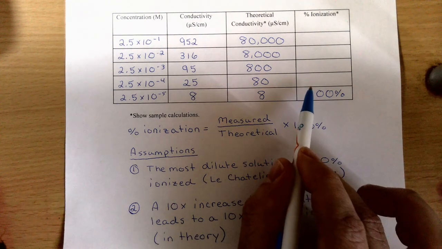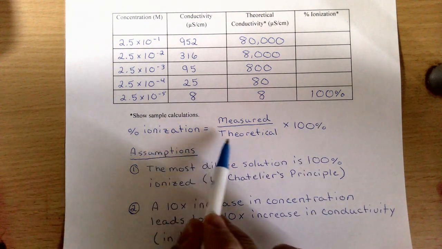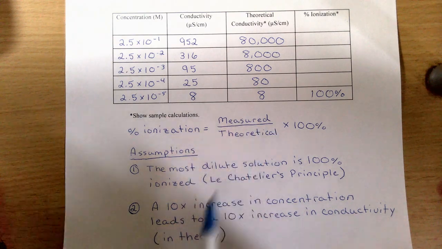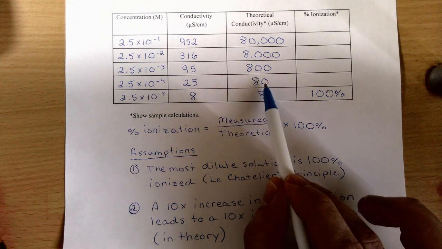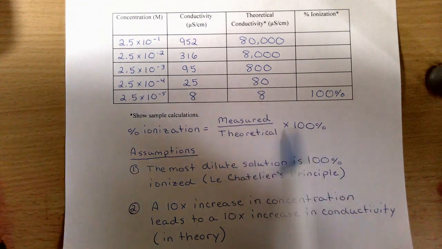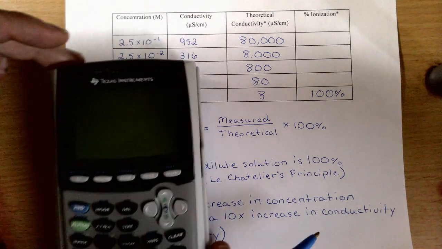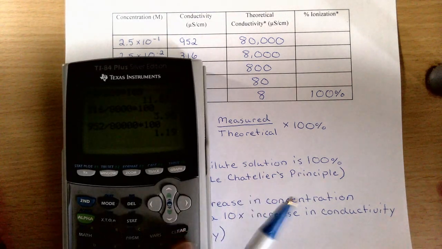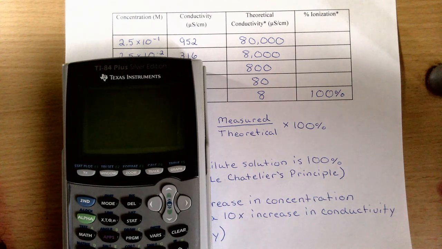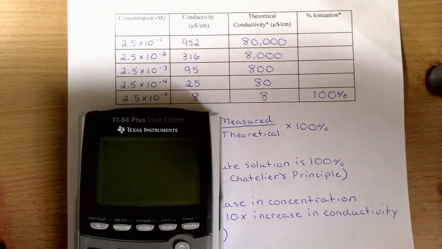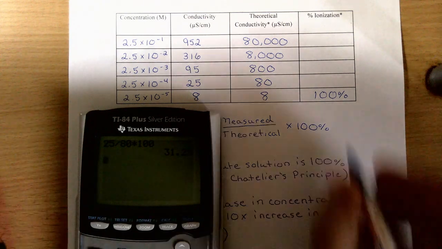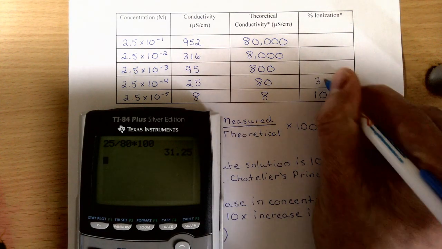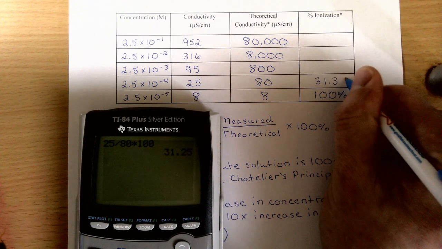Now, we have to go back to the percent ionization equation. And we can get out our calculators now and take the measured values divided by the theoretical values and multiply them by 100%. This first one here, we're going to have 25 divided by 80 times 100%. We get 31.25, 31.3%.